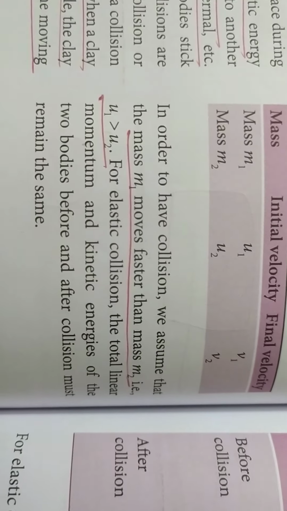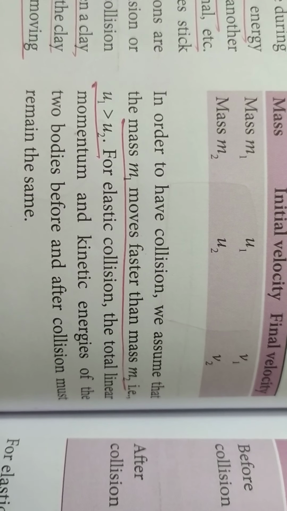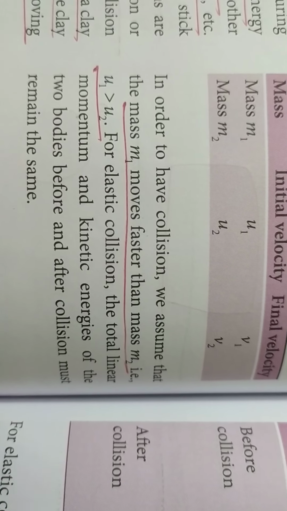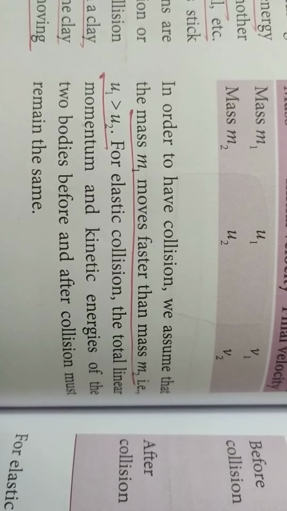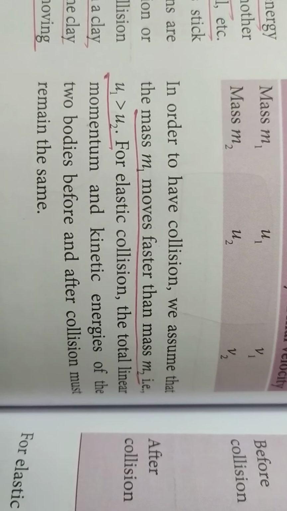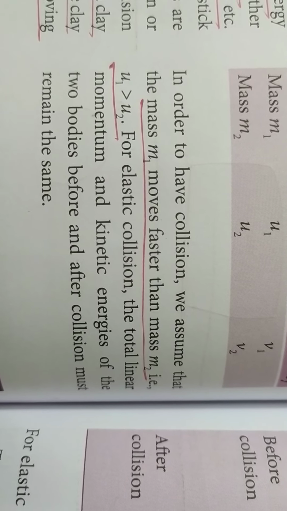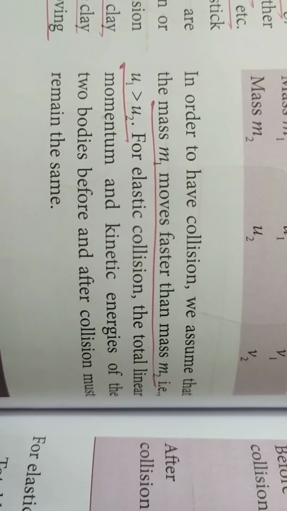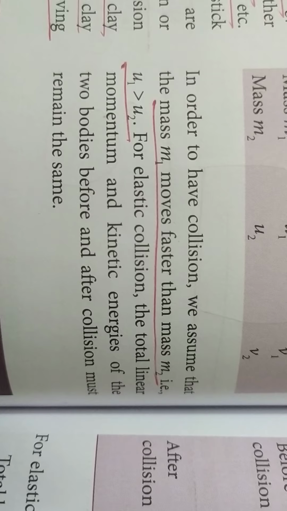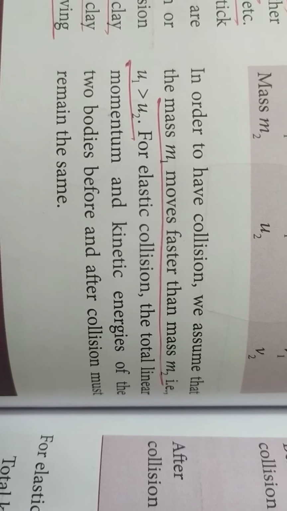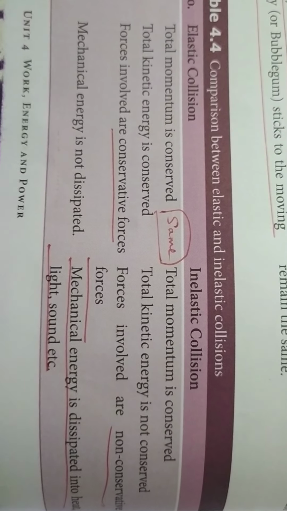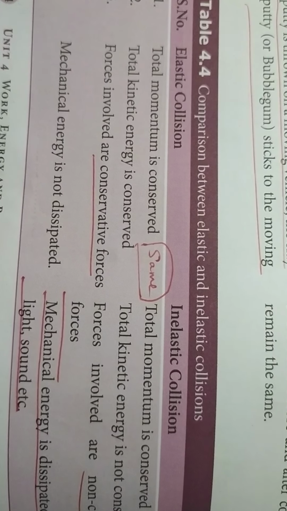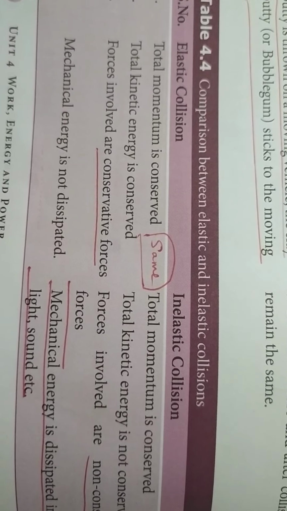Suppose you take the condition that m1 moves faster than mass m2, so that the collision can take place, that is, u1 is greater than u2. Here you consider this collision as an elastic collision. In an elastic collision, total linear momentum and kinetic energy will remain the same. Before going into that, we shall see the comparison between elastic and inelastic collision.